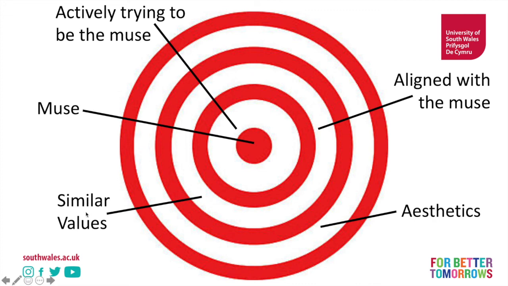And then we look at someone who has similar values, but maybe doesn't really communicate it so much, or perhaps does it in a more subtle way. And then we'll have someone who connects with the aesthetics of that person. So we can see a different way of viewing our bullseye.